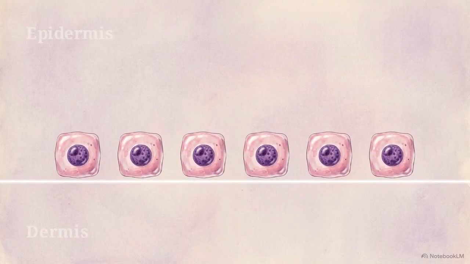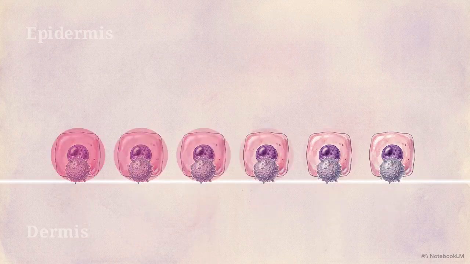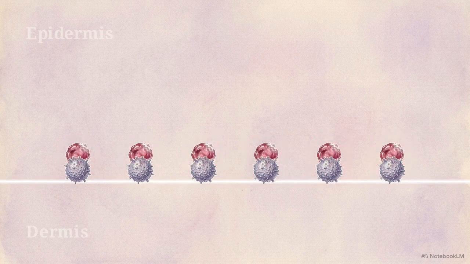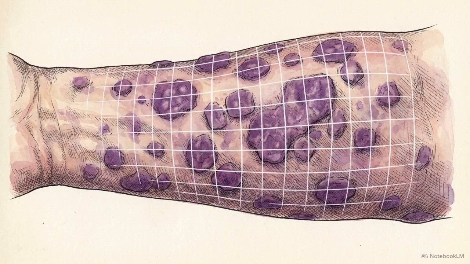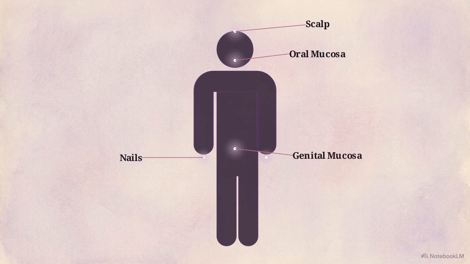Lichen planus is a T-cell-mediated interface inflammatory disease. It is a highly coordinated, immune-driven assault targeted specifically at basal keratinocytes. Because these keratinocytes exist throughout the body, the T-cell attack can manifest in multiple anatomical compartments. The skin is only the most visible target. The scalp, the nails, the oral and genital mucosa, and even the esophagus are equally vulnerable to this inflammatory loop.